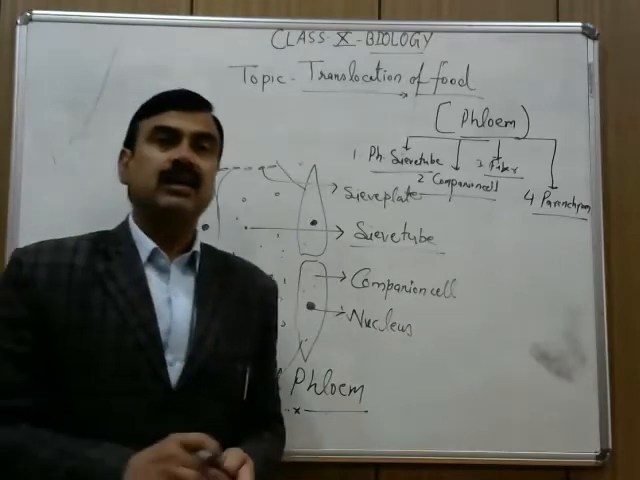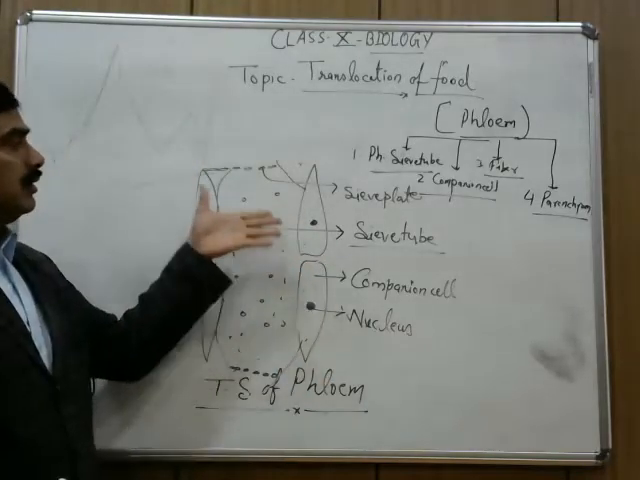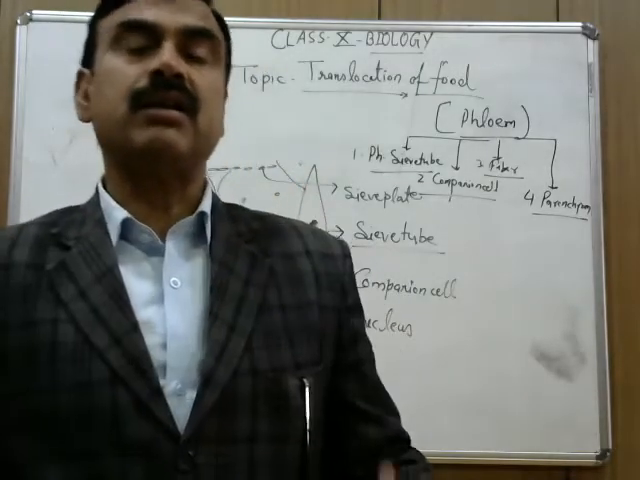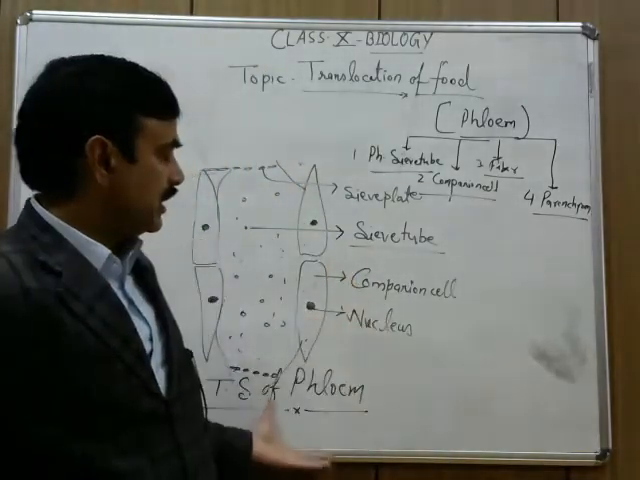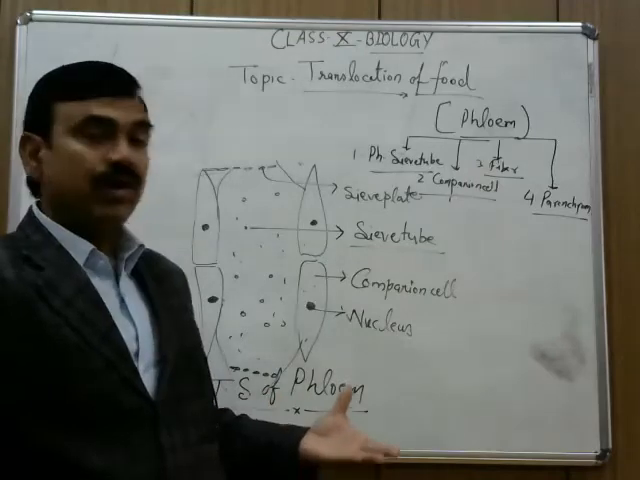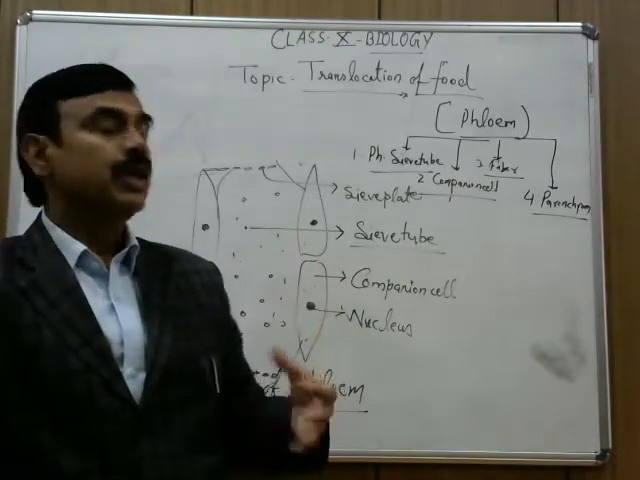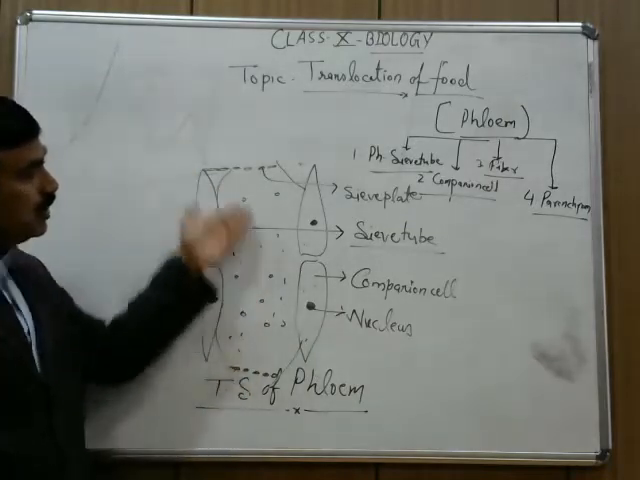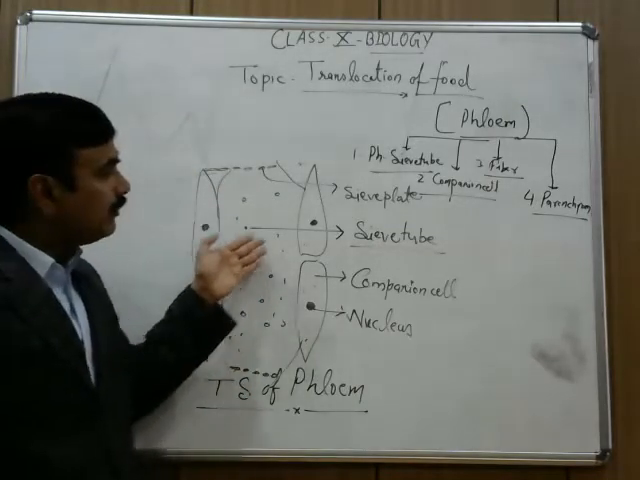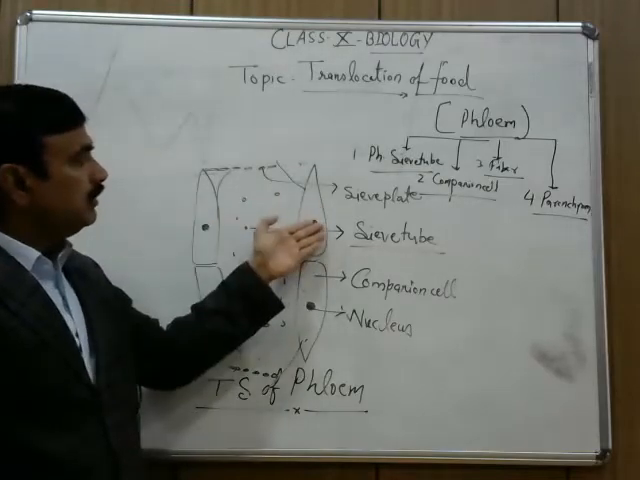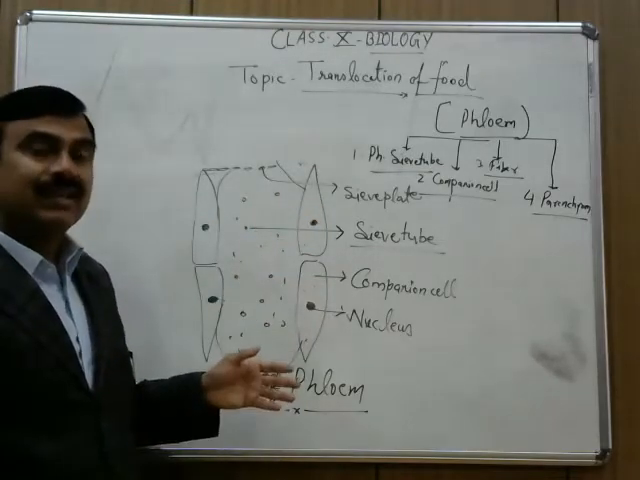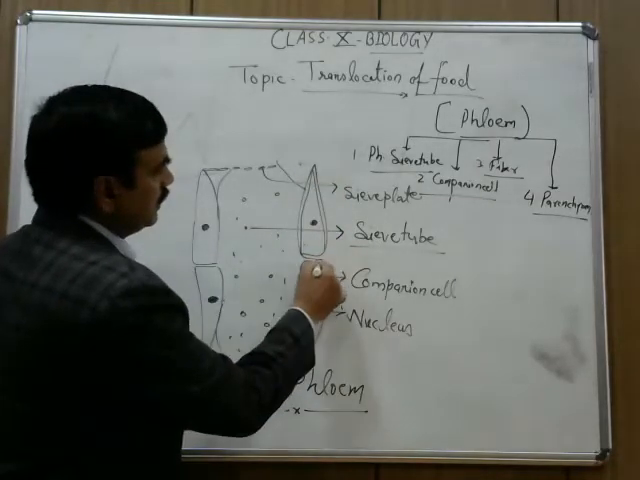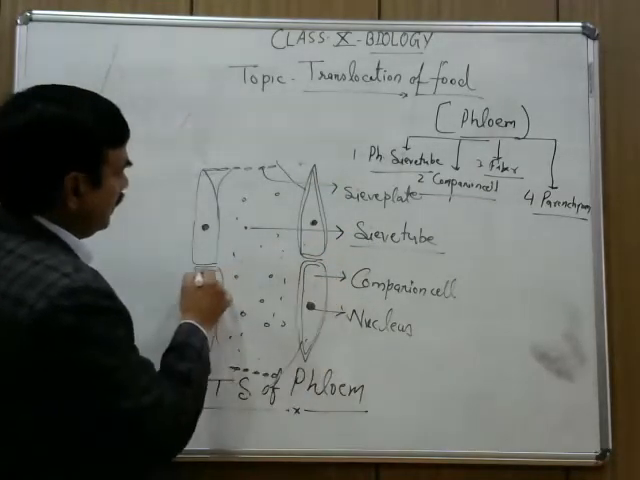So there are these labelings through which I will explain. When we are going to draw the structure of the transverse section of phloem, which is involved in the translocation of food, you have to see these structures. Can you see here? These are the sieve tubes, look at, without nucleus, and these are the companion cells, which is containing the nucleus.